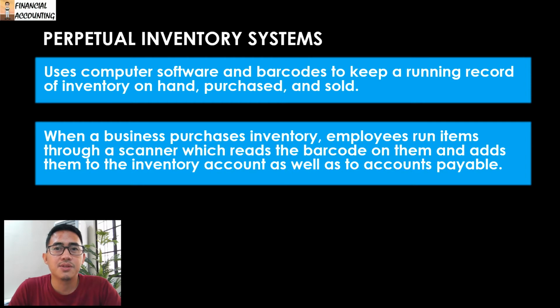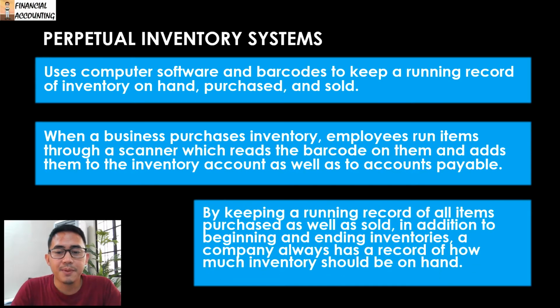Computer gives you accuracy in the computation, and less hassle. So in the new perpetual inventory system, we are using computers. In the old perpetual inventory system, when computers were not yet that available, we were using stock cards. By keeping a running record of all items purchased as well as sold, in addition to beginning and ending inventories, a company always has a record of how much inventory should be on hand.